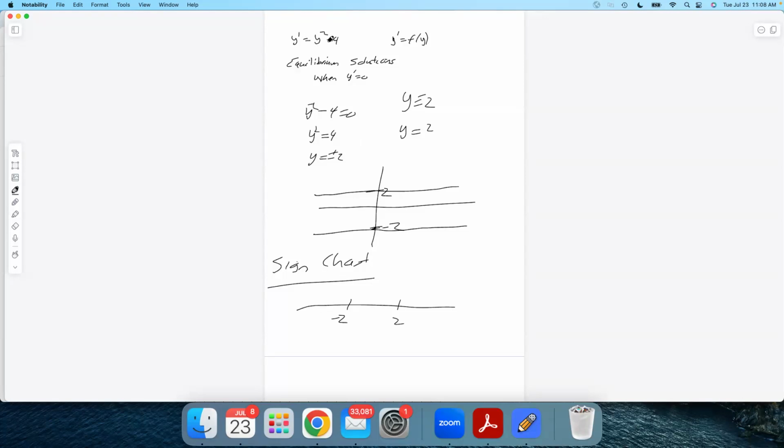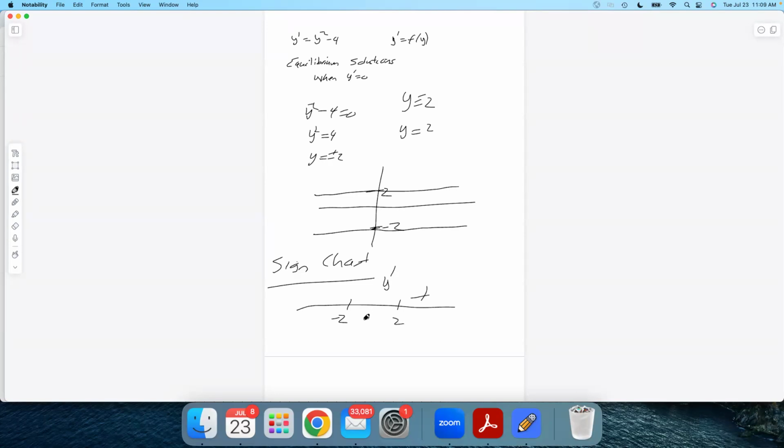And we could just pick test points, for example. Say I pick a test point of 3. I'm over here in this region. 3 squared is 9. 9 minus 4 is 5. It's positive. So y prime will be positive in this region.